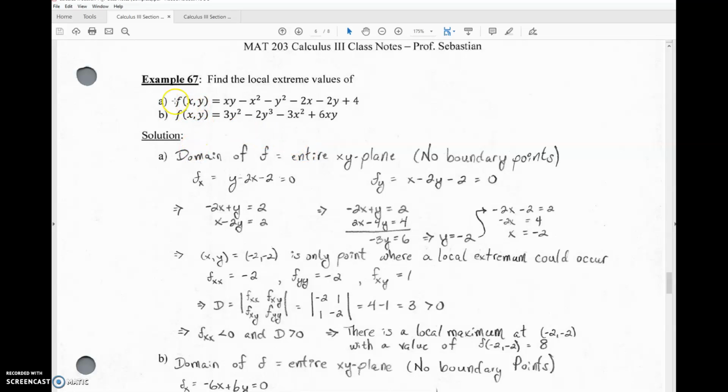So this first one, take the partial of f with respect to x. I get y minus 2x minus 2. Set that equal to 0. Take the first partial with respect to y. I get x minus 2y minus 2 equals 0. So they both have to be equal to 0, so I have a system of two equations with two unknowns. There's multiple ways to solve it. You can solve that and you see that x equals minus 2 and y equals minus 2. So that point, (-2, -2), is the only point where a local extremum could occur.